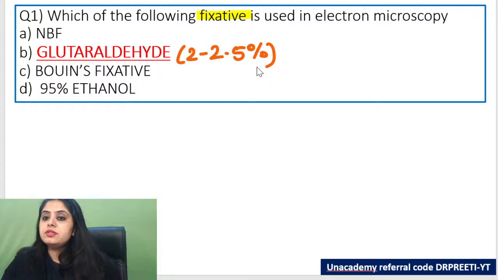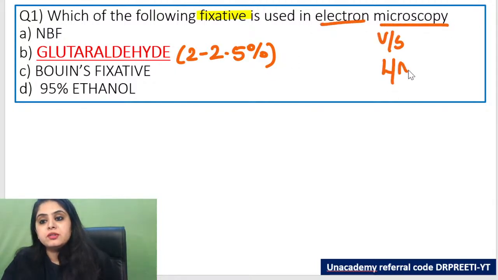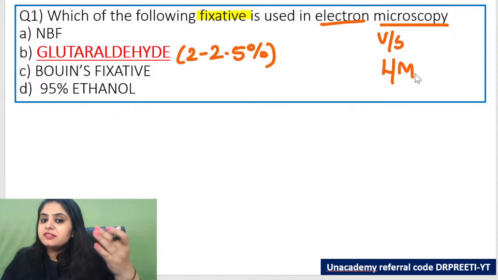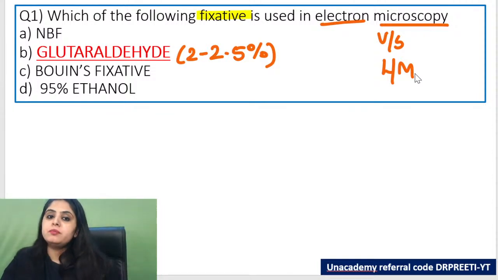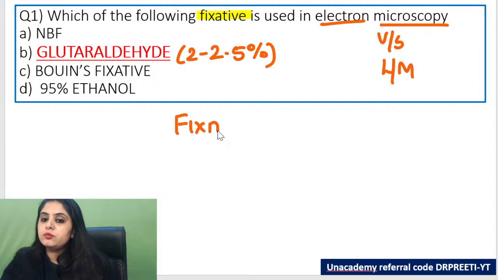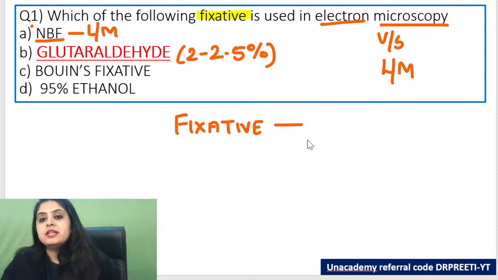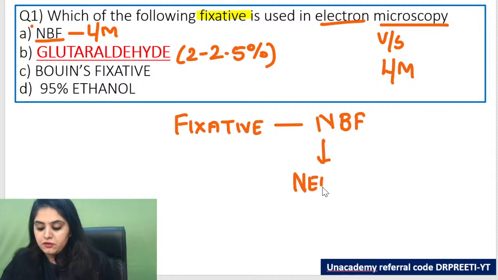Now all throughout, I will keep comparing electron microscope with light microscope. So tell me, if the same options would have been there for light microscope, do you all agree the fixative for a light microscope would have been which option number? Then the fixative would have been NBF. For light microscope, it would have been NBF. That is neutral buffered formalin.